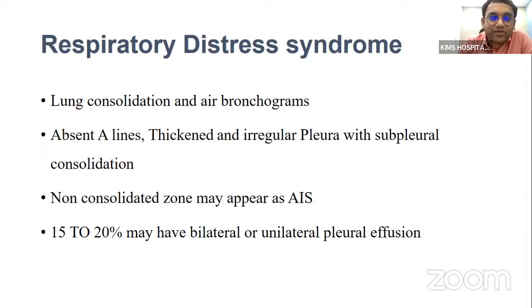Here the alveoli get collapsed and filled with fluid, and maybe some amount of consolidation and air bronchograms can be seen on the X-rays. Similarly, in lung ultrasound, we can see areas of consolidation, and there can be some air bronchograms. In RDS, there won't be any A lines. The pleura will usually be thickened, and subpleural consolidations are usually seen. If you don't have any consolidation, they can just appear as alveolar-interstitial syndrome with confluent B lines. And in 15 to 20% of babies, RDS babies may also have unilateral or bilateral pleural effusion.